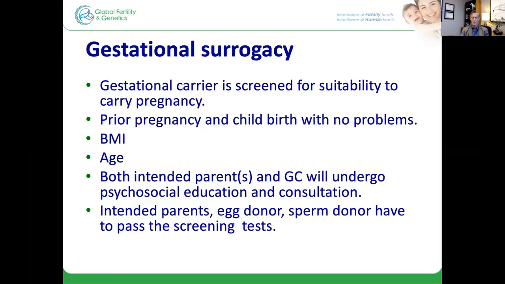The intended parents will also have to be screened because we need to make sure that the surrogate is safe. The egg donor will have to be screened to make sure she doesn't have any problems, or the sperm donor, and everybody has to pass these screening tests. One example of a screening test is the STD test or some of the genetic tests.